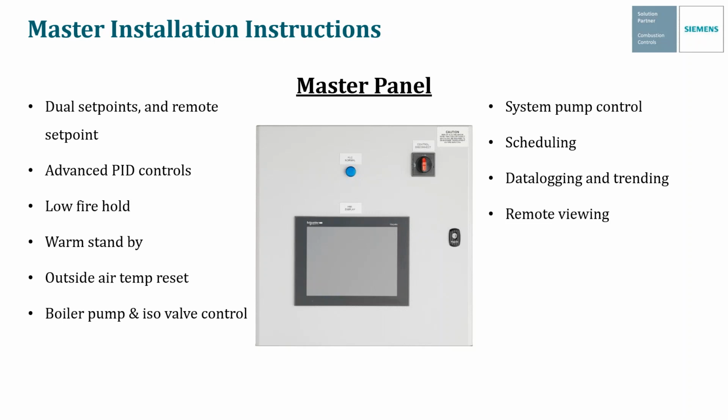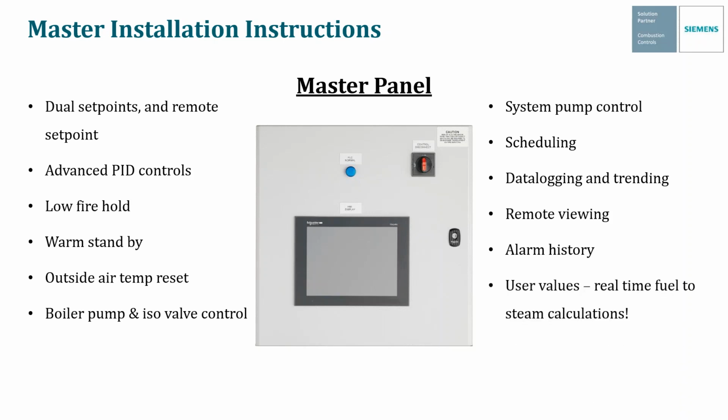The master panel can also be remote viewed. So using the ACS 800 software, you can actually view the master panel or other touchscreen products from a PC that's connected to the same local network. The master panel also has an alarm history that stores up to 250 alarms, but it's not only for the system alarms, it also stores alarms from each individual boiler that's connected to the master panel.